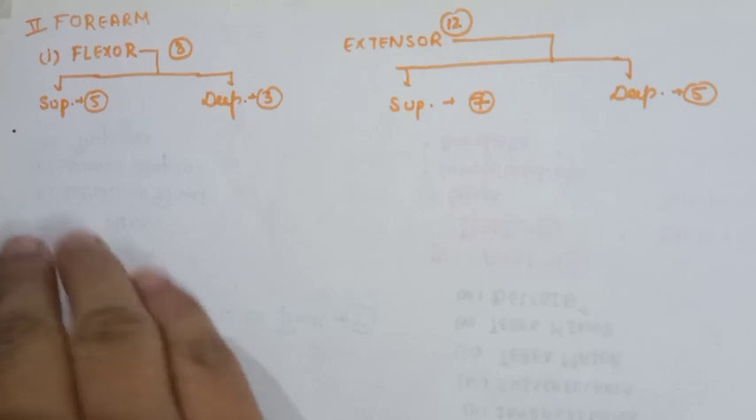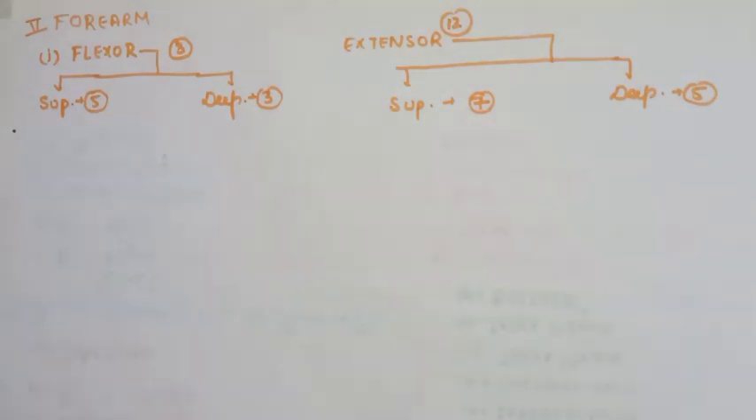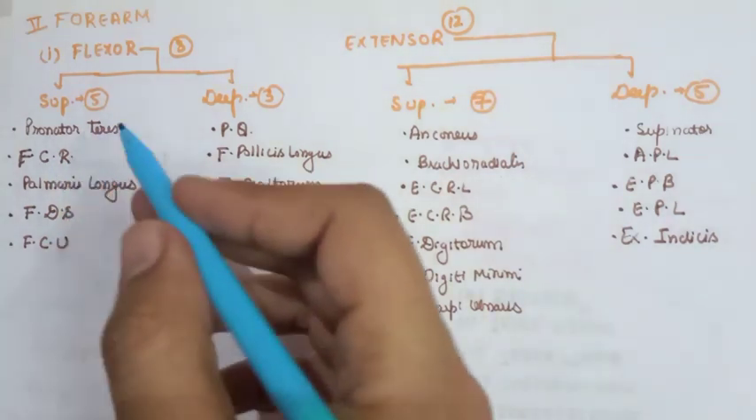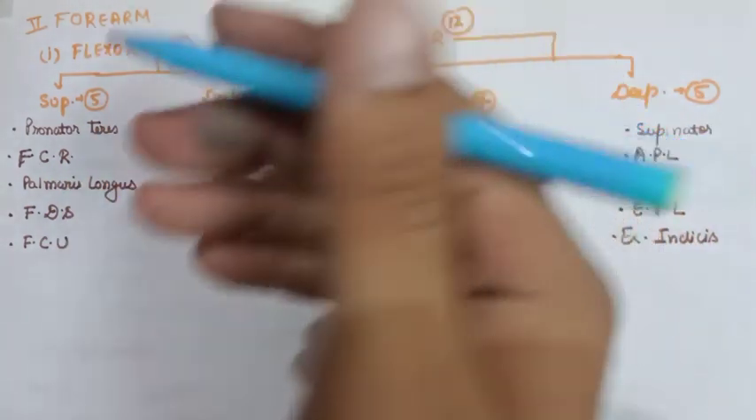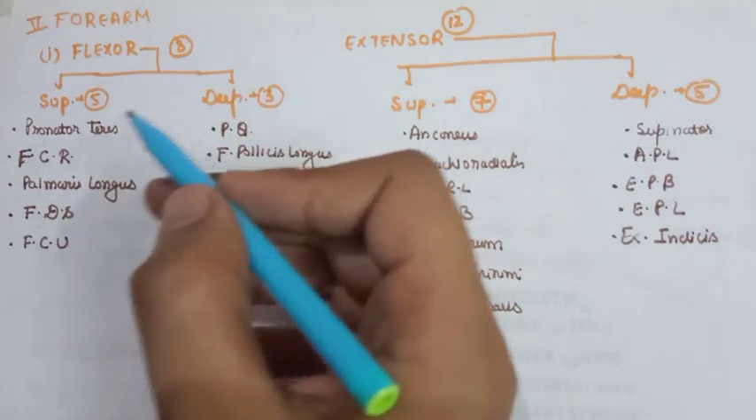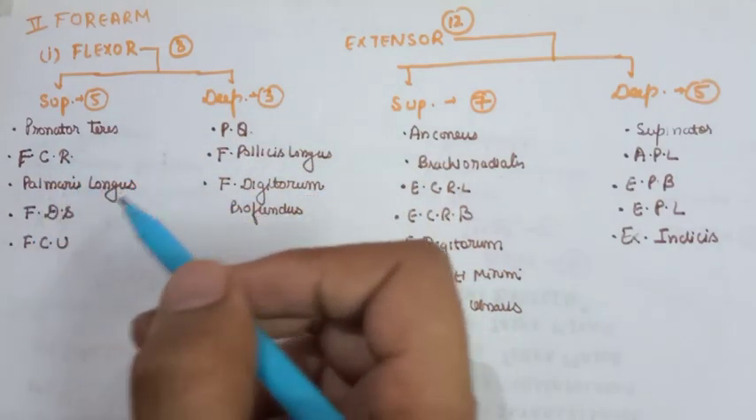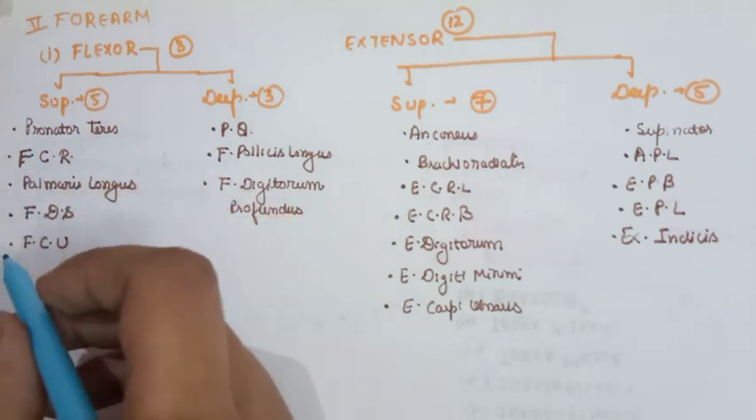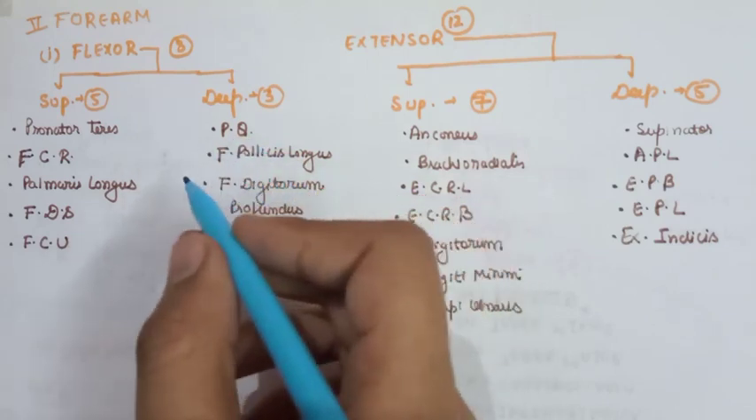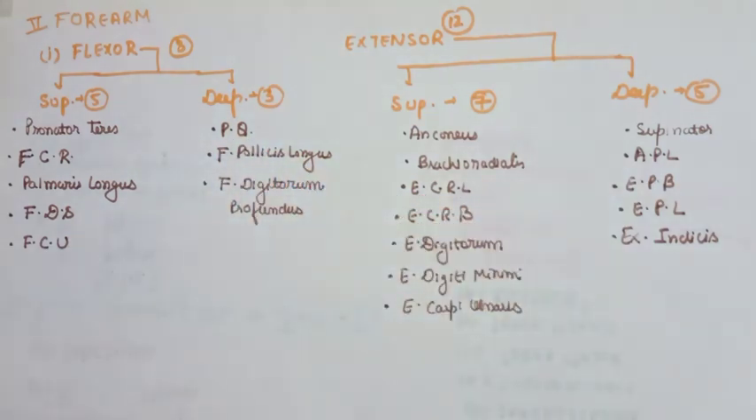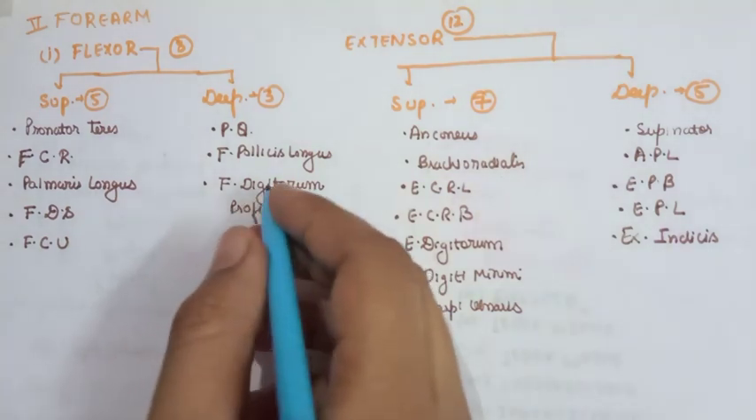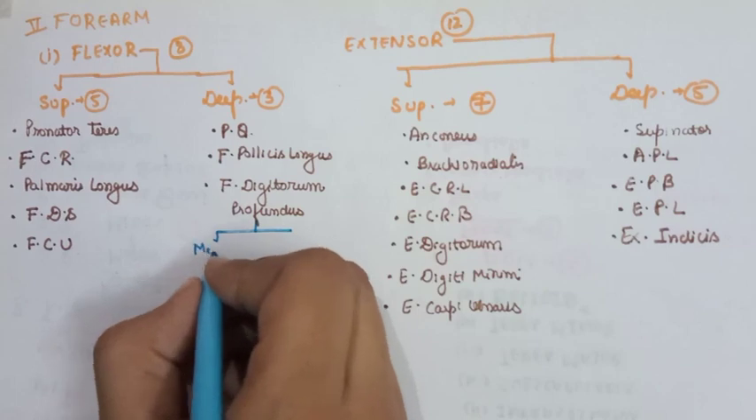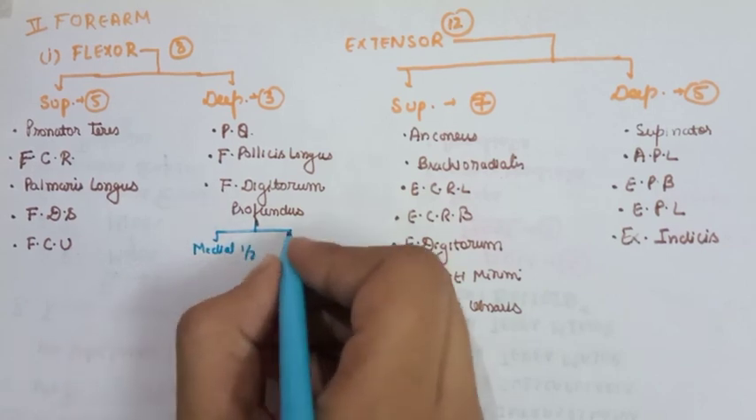I will just write down all the names in order to save time, so that you can easily recall them. In the flexor compartment, the superficial group of muscles has pronator teres, flexor carpi radialis, palmaris longus, flexor digitorum superficialis, flexor carpi ulnaris. The deep group has pronator quadratus, flexor pollicis longus and flexor digitorum profundus. One thing I have to tell you about the flexor digitorum profundus is that it is divided into two parts, medial half and lateral half.